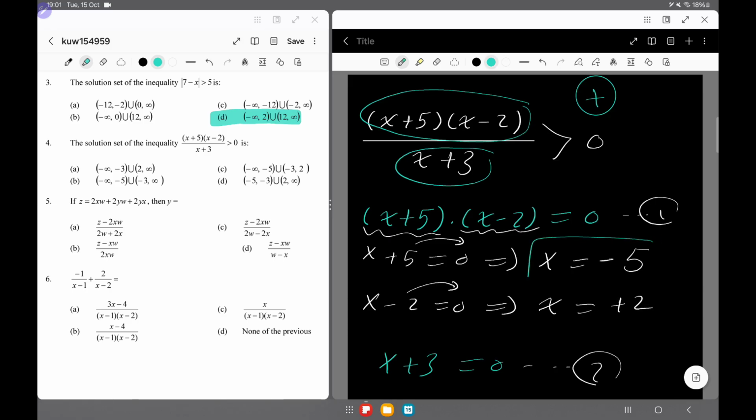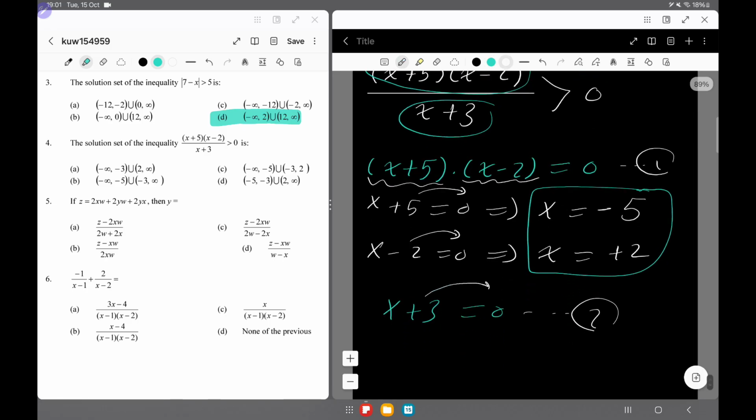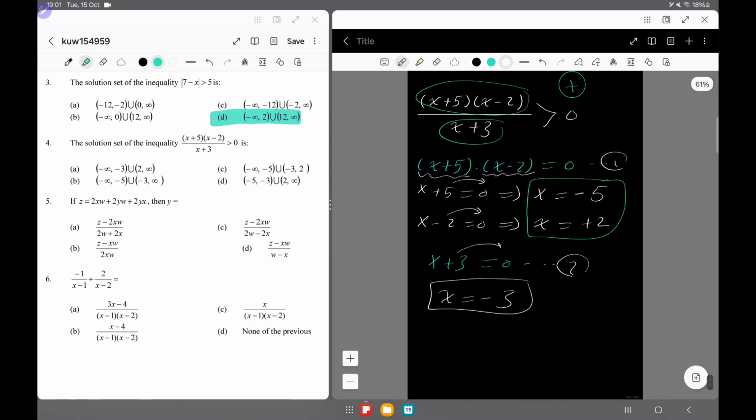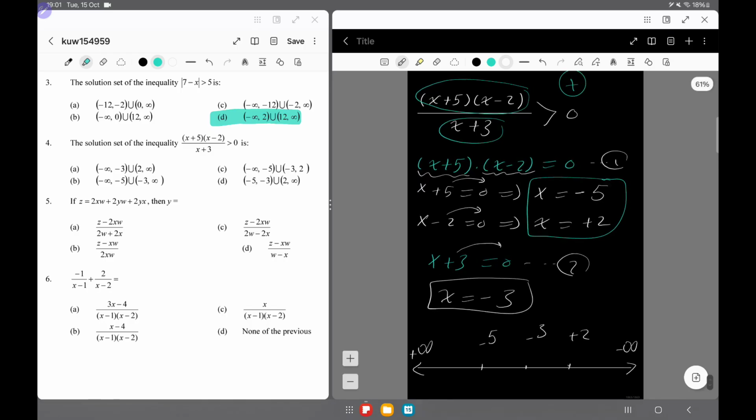So we have two solutions for now. Next one in the down, shift this to the other side: x equals negative 3. So we have three solutions. I will write them down on a number line. This is negative infinity, this is positive infinity. The numbers are negative 5, negative 3, positive 2. Okay, so which intervals are accepted? We will see that.